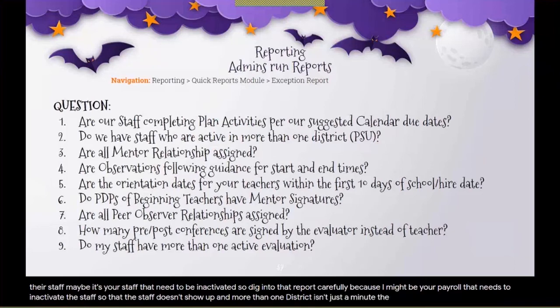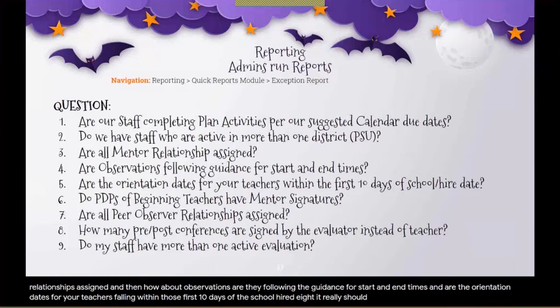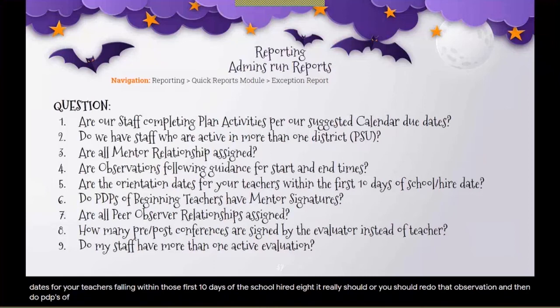The next question is, are all our mentor relationships assigned? And then how about observations? Are they following the guidance for start and end times? And are the orientation dates for your teachers falling within those first 10 days of the school hire date? It really should, or you should redo that observation. And then, do PDPs of beginning teachers have mentor signatures? Very important. And have I assigned all the peer observer relationships? And then how many pre and post conferences are signed by the evaluator instead of the teacher?